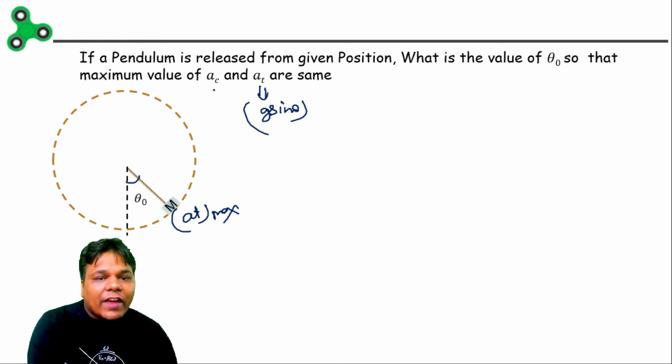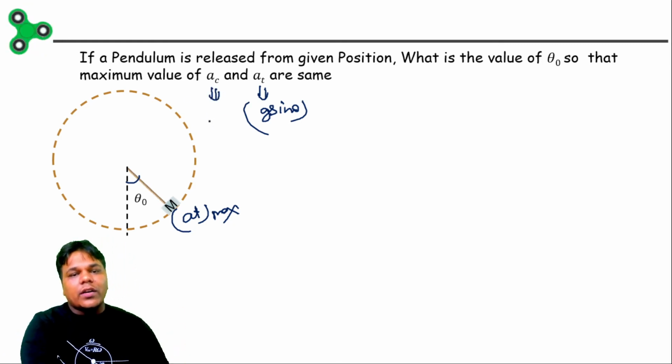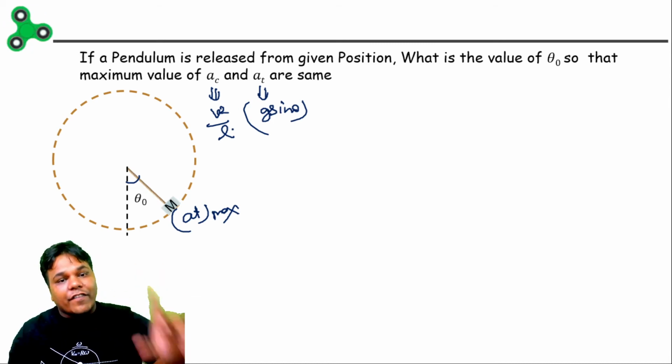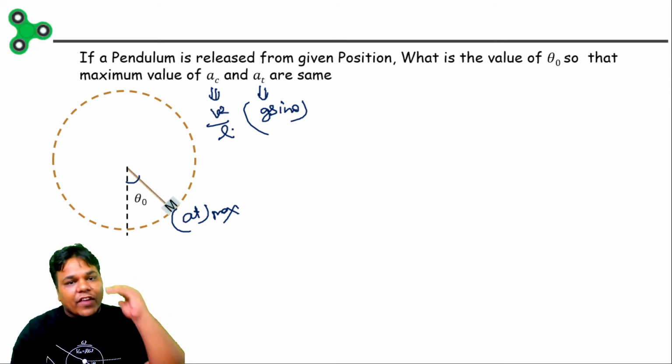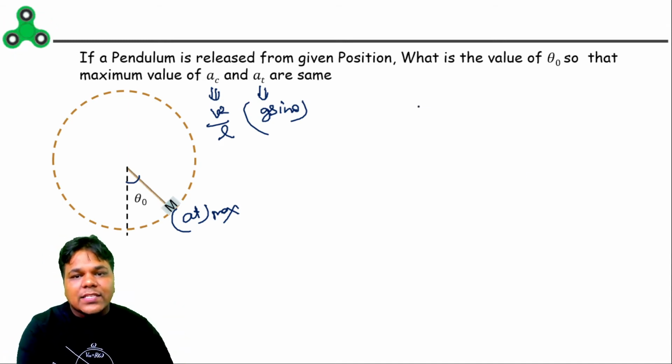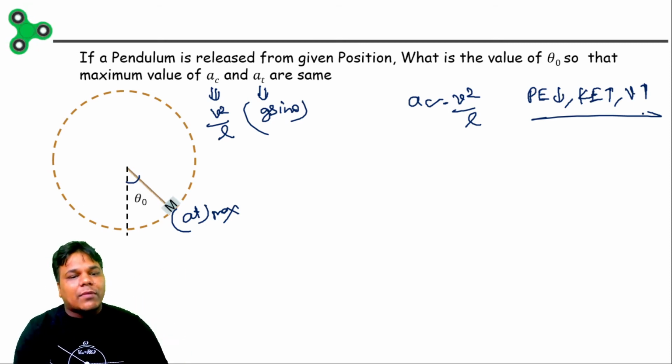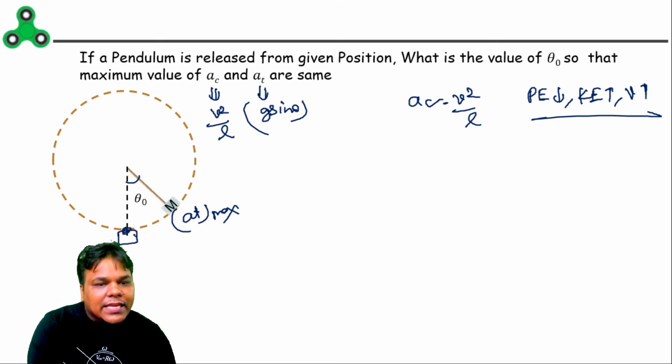What is the value of AC? AC is v square by L. So AC will be maximum when velocity is maximum. As you can see, AC is equal to v square by L. So as potential energy decreases, kinetic energy increases, velocity increases. So the AC will be maximum at the bottommost point. That means at this point.